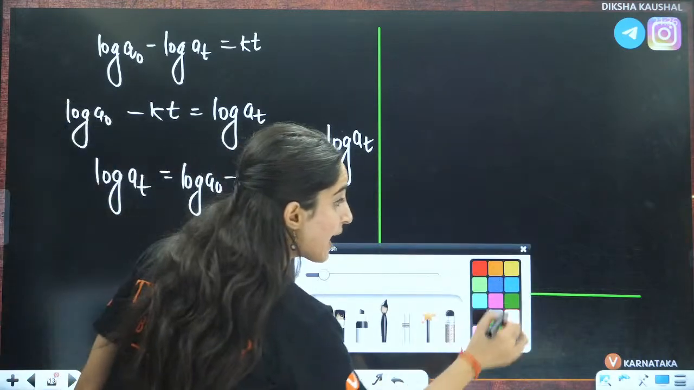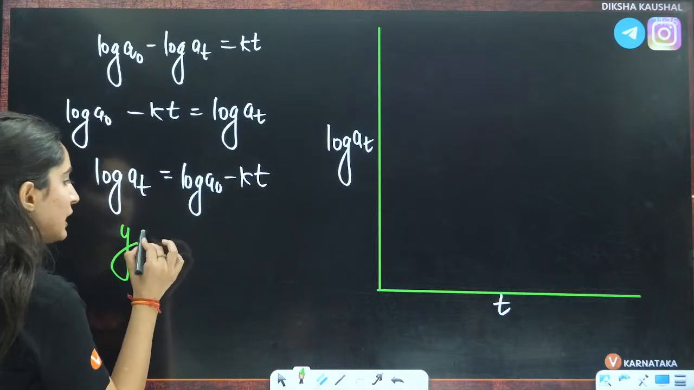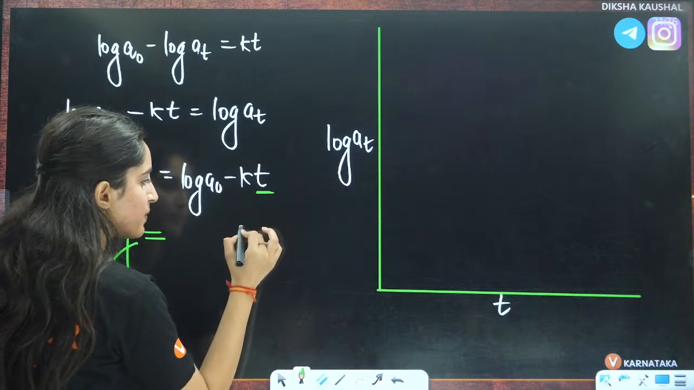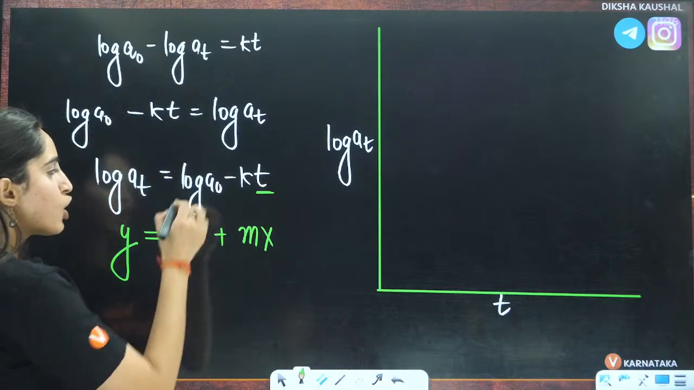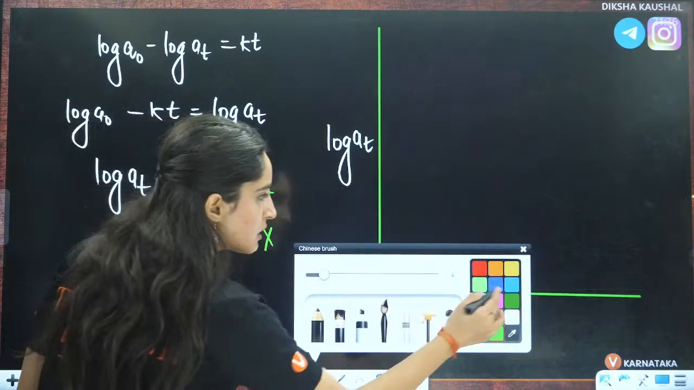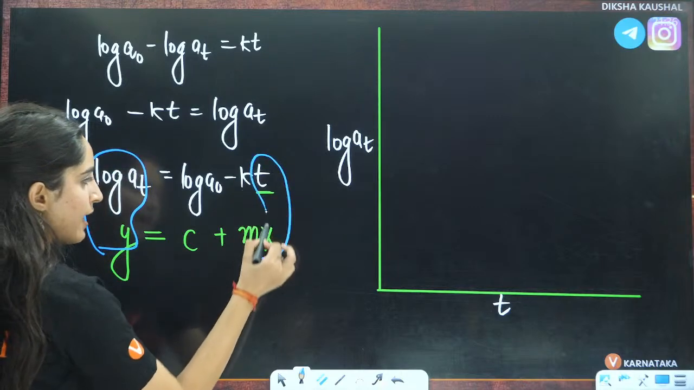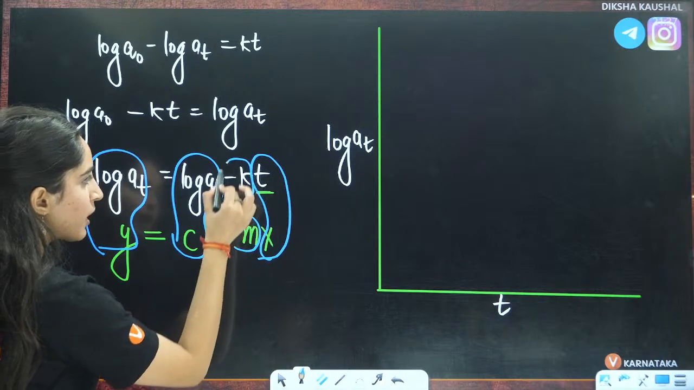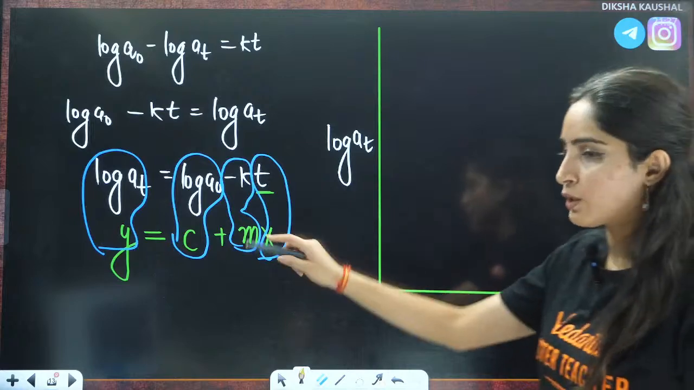Now I will compare this with y equals mx plus c. This is y equals, what is my x? X is time, so it will become mx plus c, right? So this is my c, this is y, this is x, and the slope will become equal to minus k, is it? Slope will become equal to minus k.